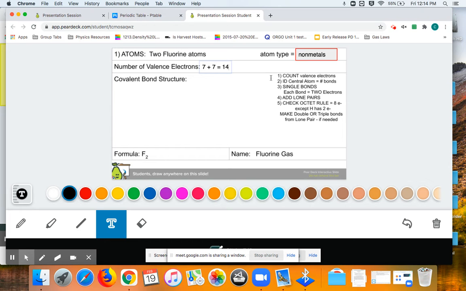That was step 1. Step 2, identify the central atom by the number of bonds. Now, I have just 2 fluorine atoms, so there's not going to be a central one. So I don't really need to do that. That step really only applies if you have like 3 or 4 or more.